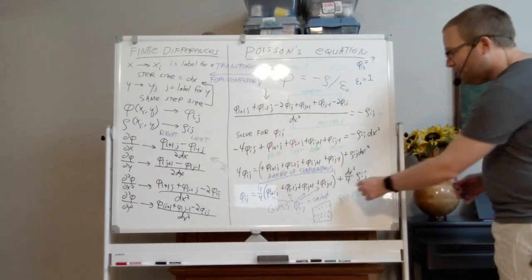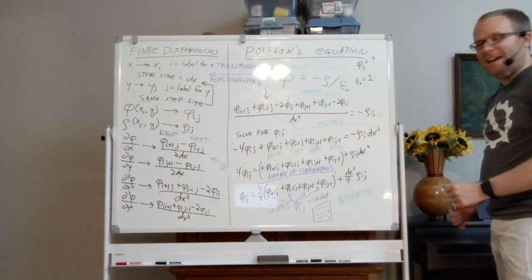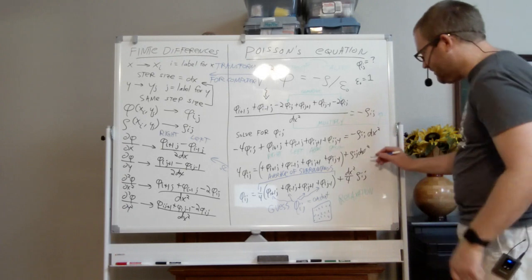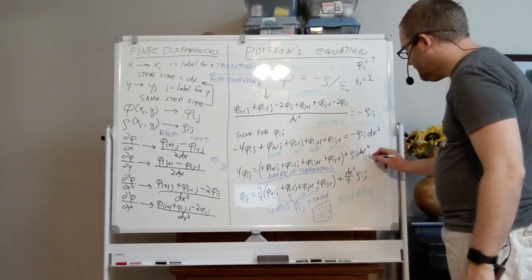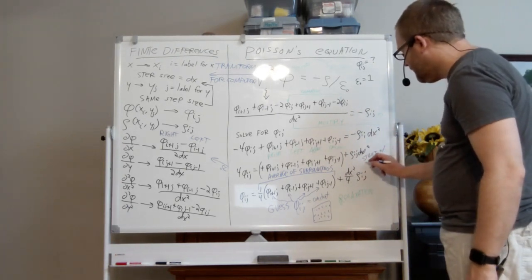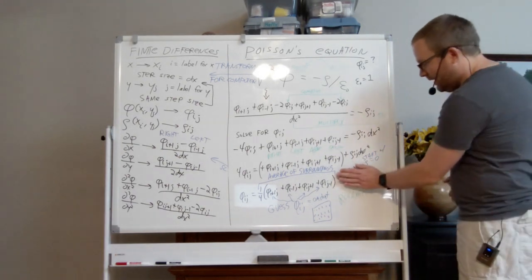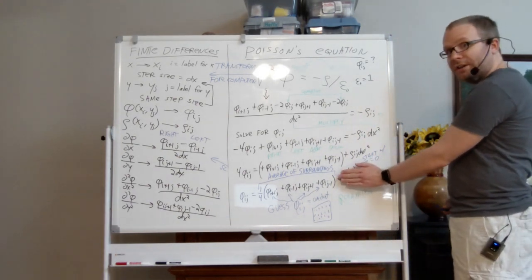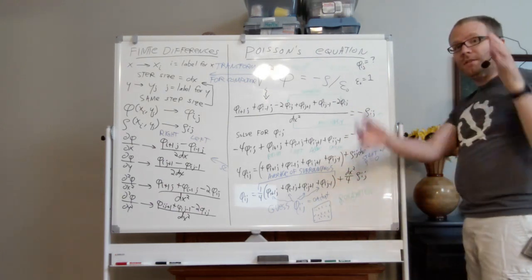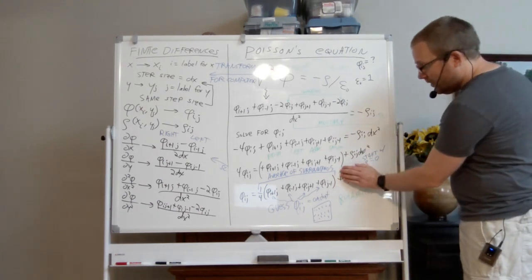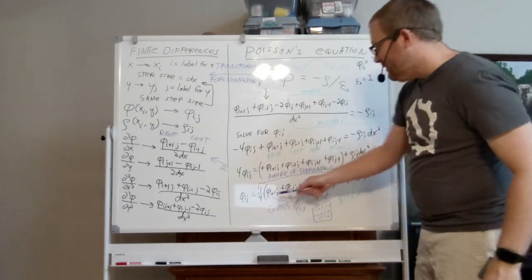Right? Plus, this is the piece that messes that up, right? If rho were equal to 0, and we're actually going to start in today's video with rho equal to 0 everywhere, right? If you turn this off, if you say there's no charge inside the area, and you just start out with some boundary conditions, we're going to turn this off. Then it means every phi ij is just going to be the average.